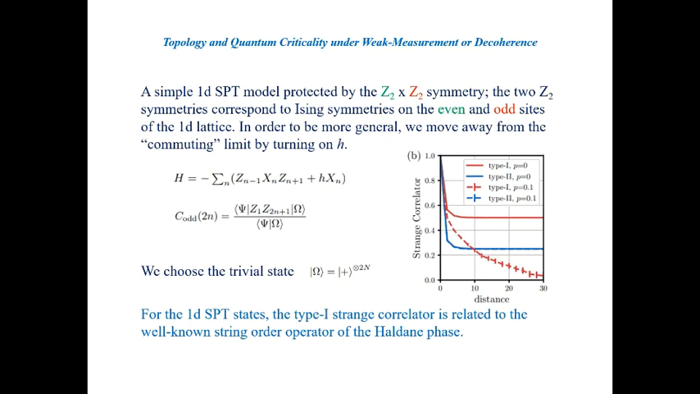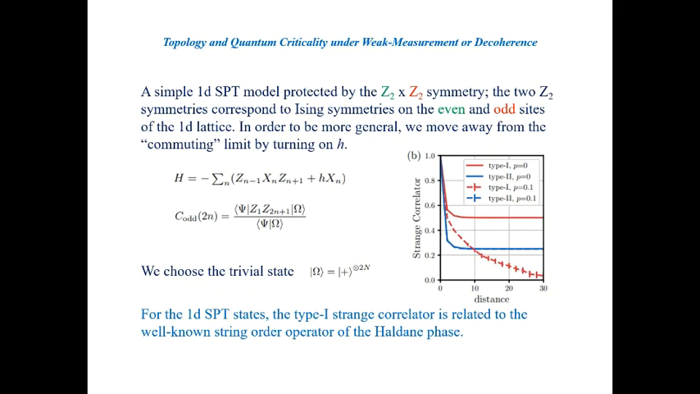It turns out that this string correlator in one dimension is actually related to the string operator of the Haldane phase. This can be shown explicitly. So this string correlator being non-trivial means that the string operator in this phase is also non-trivial. What is that constant?